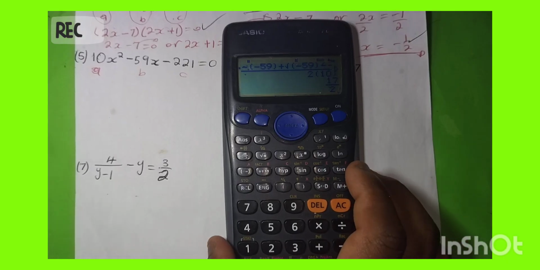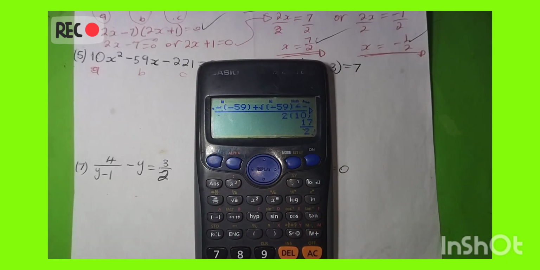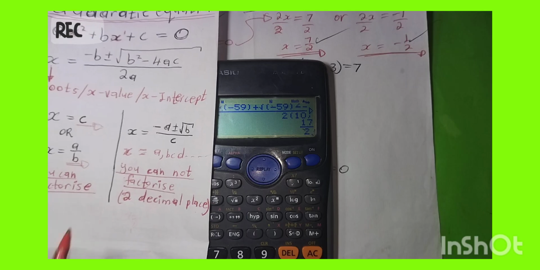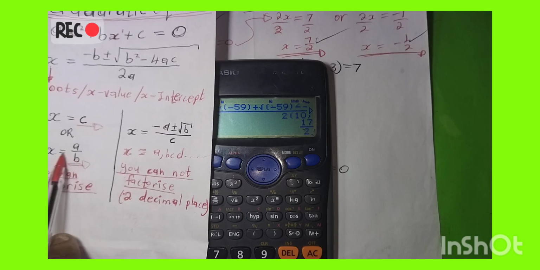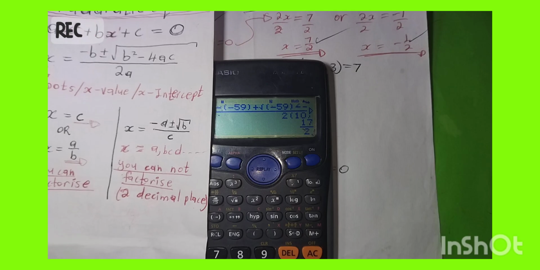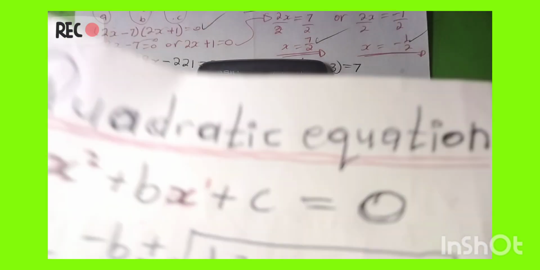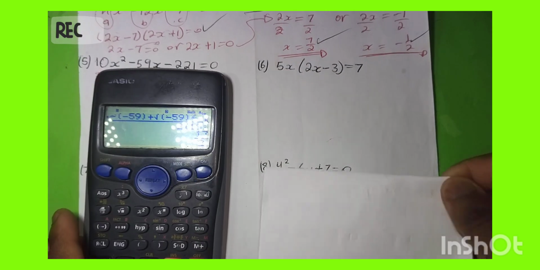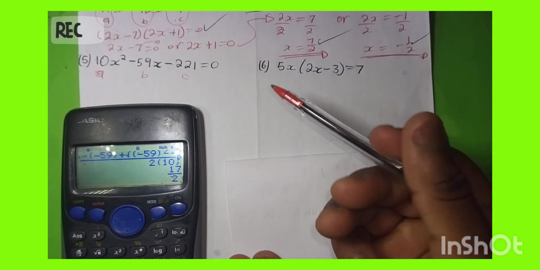Do you see now what I get from this one? This is the answer that I got. The answer that I got now is in fraction form. This means that I can factorize here. How do you factorize that fraction form? This is how you do it. Let me just show you aside, let's just do it aside there.